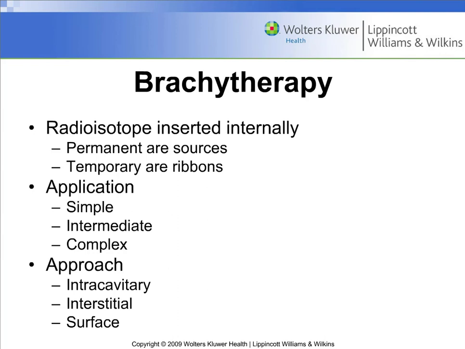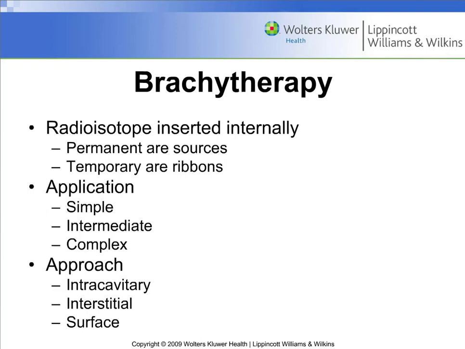So brachytherapy does involve the insertion of a radioisotope that's inserted internally. The radiation sources can be implanted permanently or temporarily. So you have sources or seeds that may be permanent or temporary, which are ribbons. The corresponding codes are divided into either simple, intermediate, and complex. A simple application has 1 to 4 sources or ribbons. A complex application has more than 10.